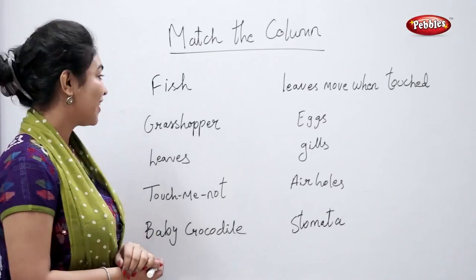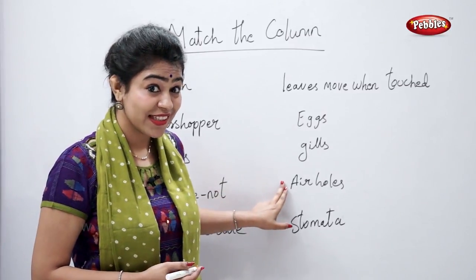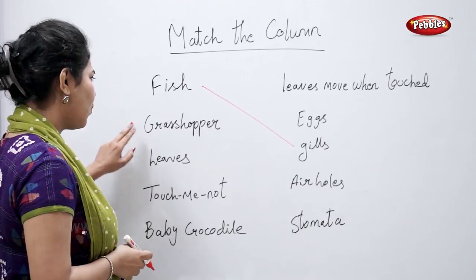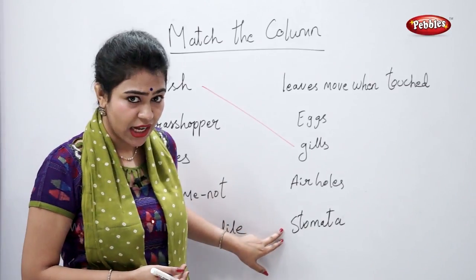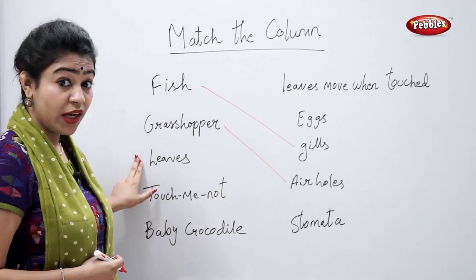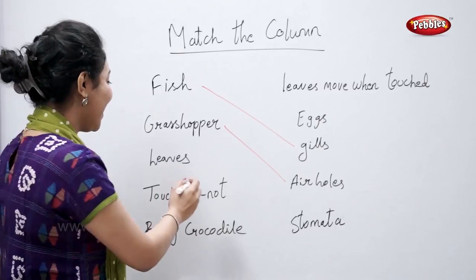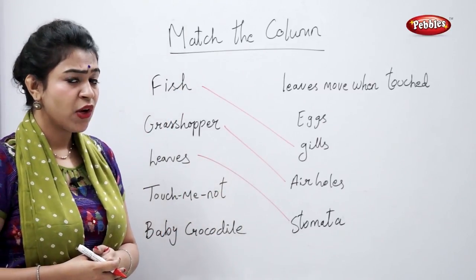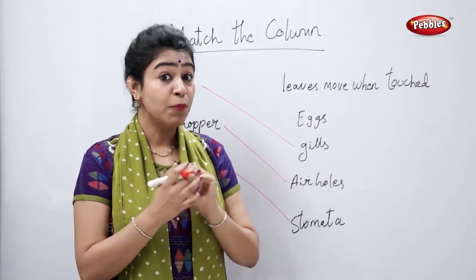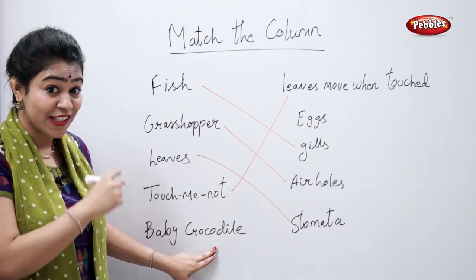Match the column. Fish. So students, tell me, what does a fish have? They have air holes. No, right? They have gills. So now tell me, what does a grasshopper have? They have stomata. No, right? So, air holes. So, what does the leaves have? Eggs. No, right? They have stomata. How does a touch-me-not plant respond? Right. They move. The leaves move when touched. And the last, baby crocodile hatches out of an egg.